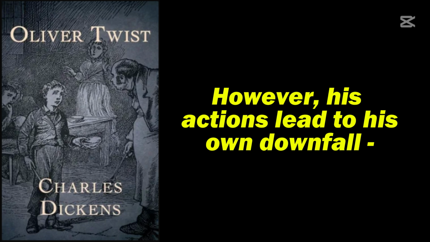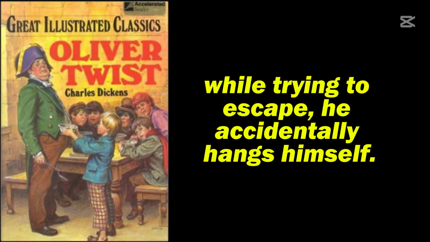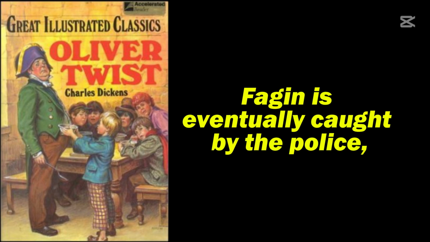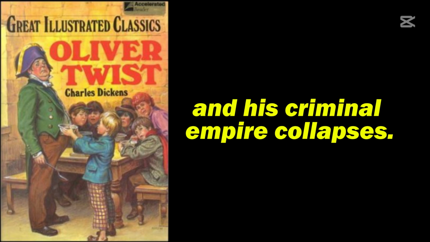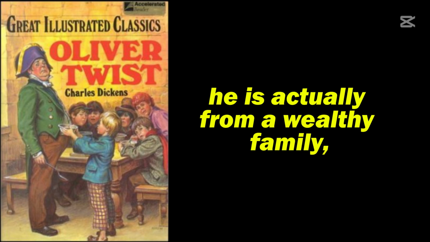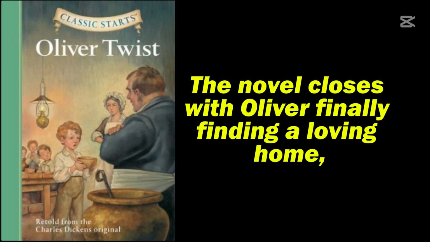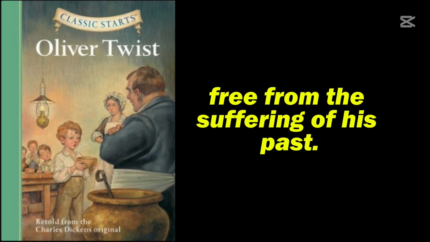However, his actions lead to his own downfall. While trying to escape, he accidentally hangs himself. Fagin is eventually caught by the police, and his criminal empire collapses. In the end, Oliver's true identity is revealed. He is actually from a wealthy family, and Mr. Brownlow ensures that he receives the life he deserves. The novel closes with Oliver finally finding a loving home, free from the suffering of his past.